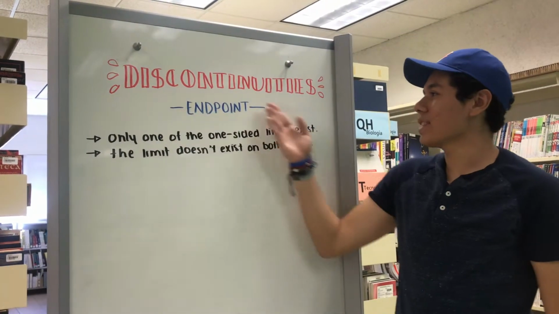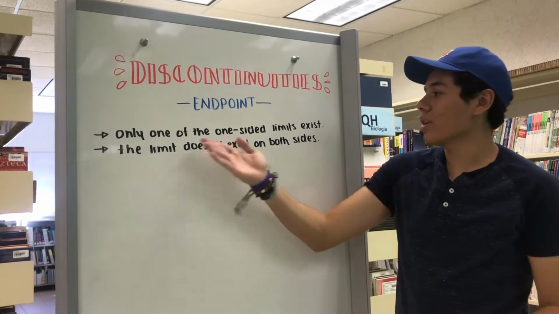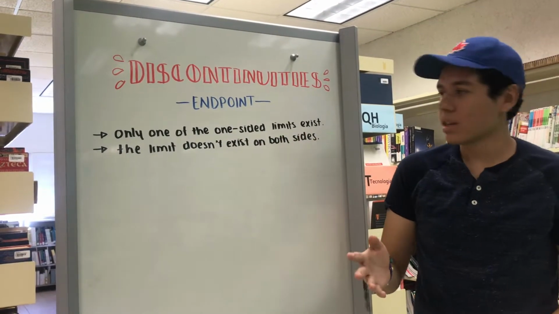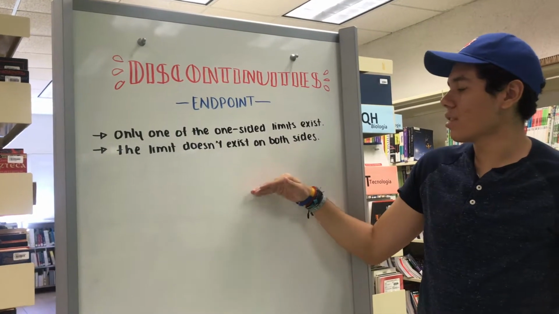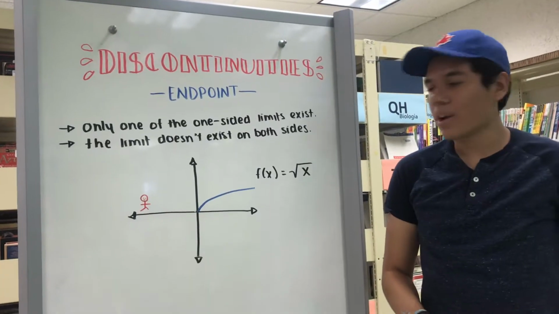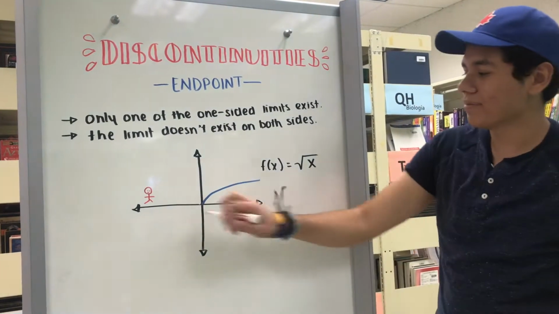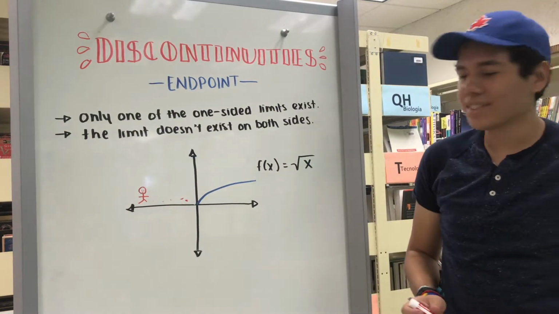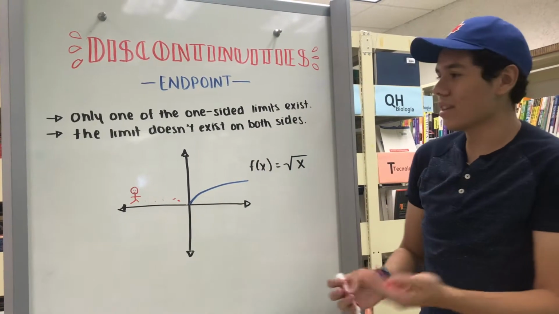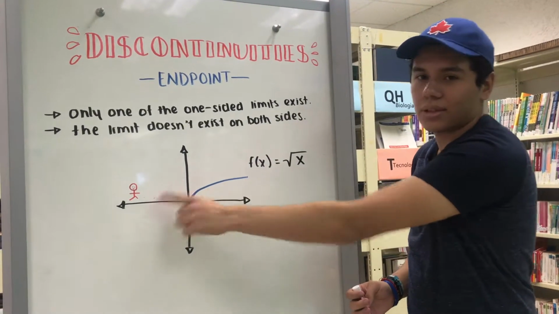The last example is endpoint discontinuities, where only one of the one-sided limits exists. This means that the limit doesn't exist on both sides. If you were to walk over this graph, there's nothing until the origin, and this is because the limit doesn't exist on both sides, only one.